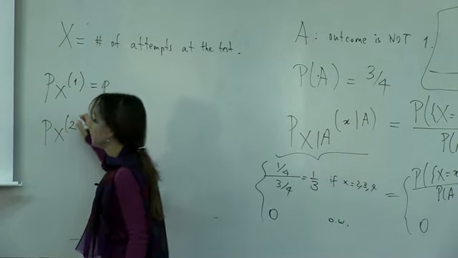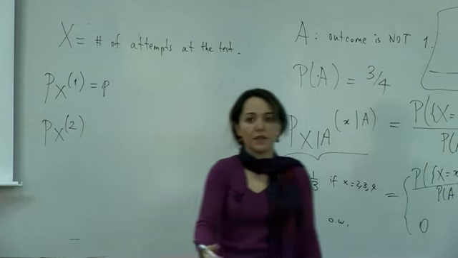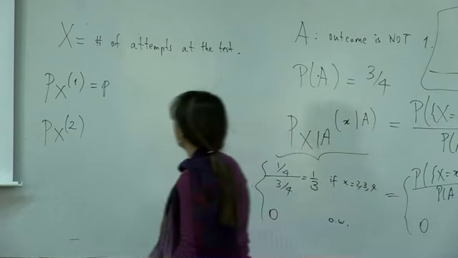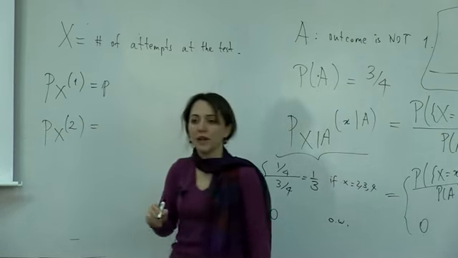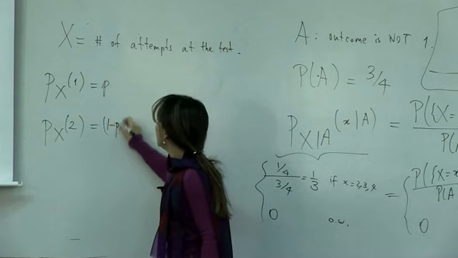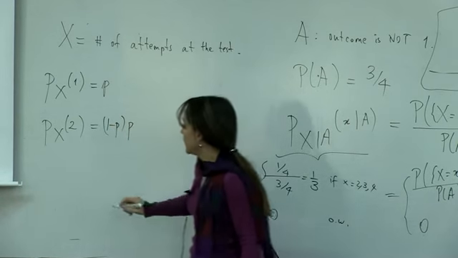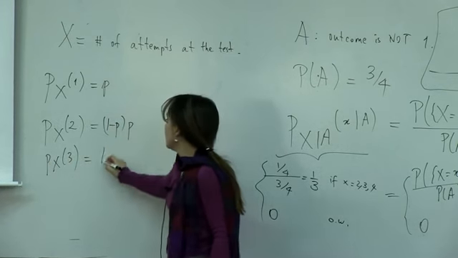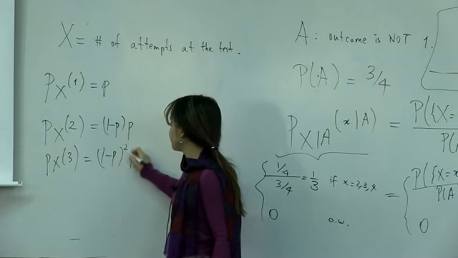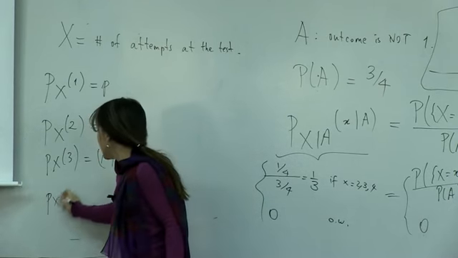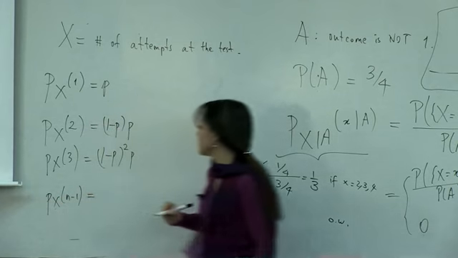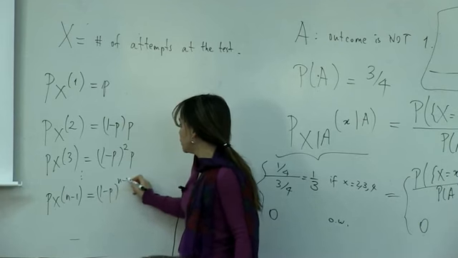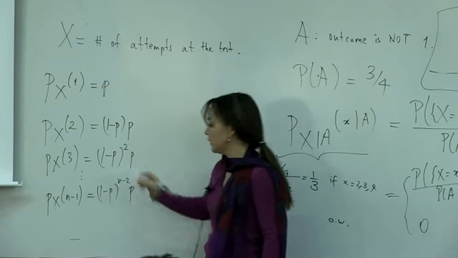If he doesn't pass the first test, he will take it again. If he takes it again and he passes, then the total number of attempts is 2. What is the probability of that? Great. 1 minus P times P. So what is the probability that he takes the test 3 times? 1 minus P squared times P. What is the probability that he takes the test n minus 1 times? 1 minus P to the n minus 2 times P.